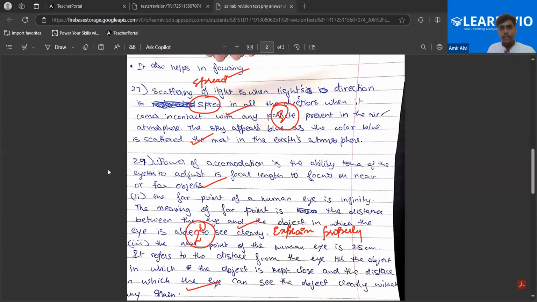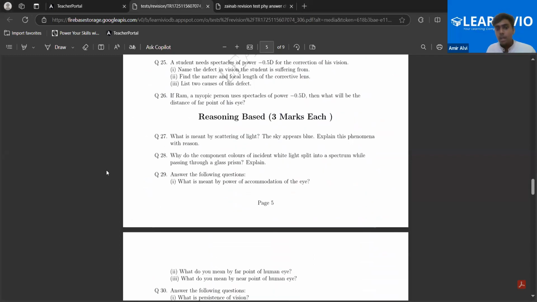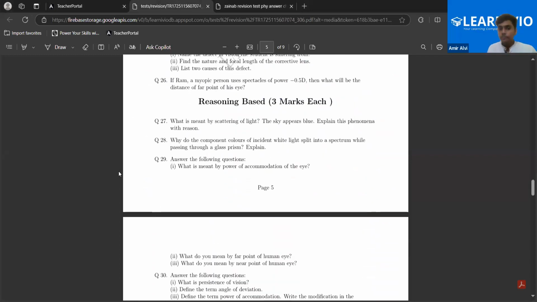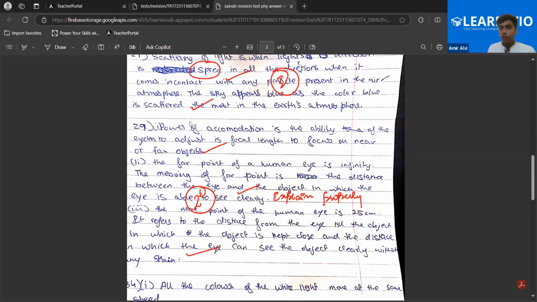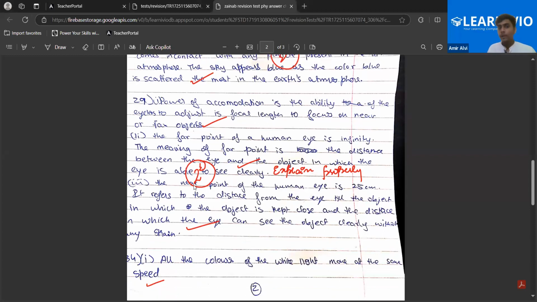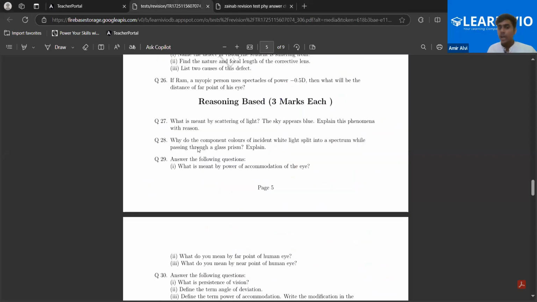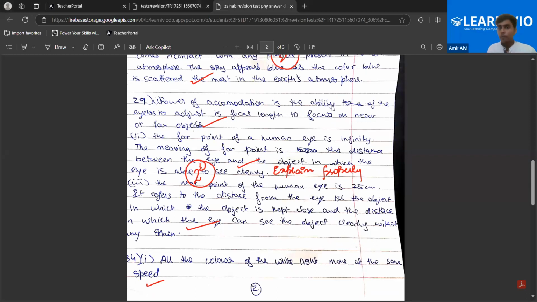Okay, now the 29th question. What is the power of accommodation? You have written it properly, but in the second pointer you have not given the proper word, so I have deducted half marks here. The power of accommodation is the ability of the eye to adjust its focal length to focus on near or far objects. The far point of the human eye is infinity.